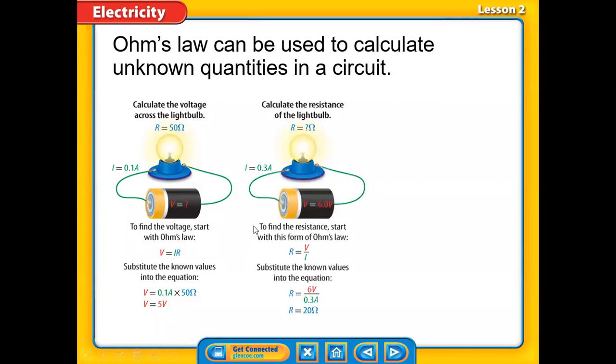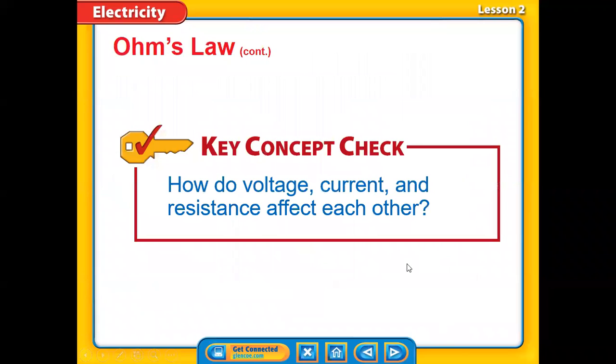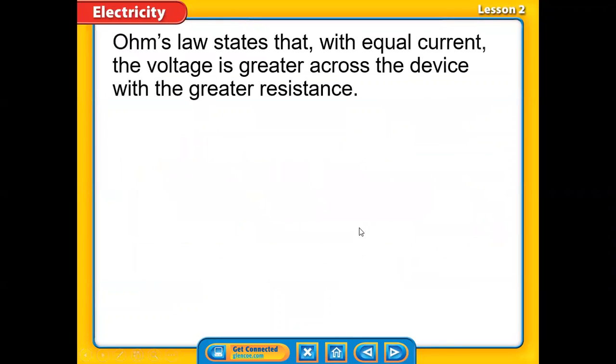Another example: you know that the current equals 0.3 ampere, and you know that the voltage of the battery is 6 volts. So how much is the resistance of the bulb? Resistance equals V over I, so 6 divided by 0.3 equals 20 ohms. And here, if we know the resistance and we know the voltage, could you predict how much current flows in this circuit? Yes, I equals V over R. So in that case, 12 volts divided by 50 ohms equals 0.2 ampere. Is it clear here, guys? Any other question? No.